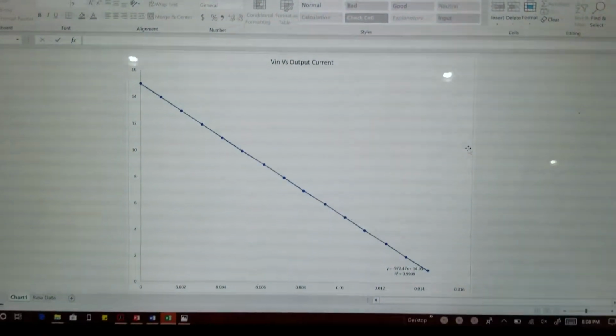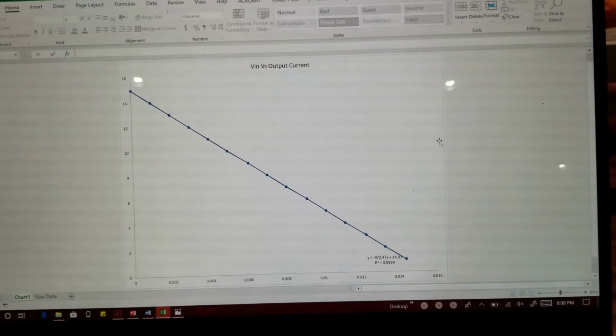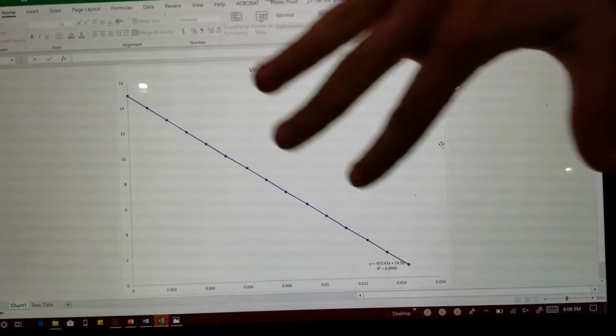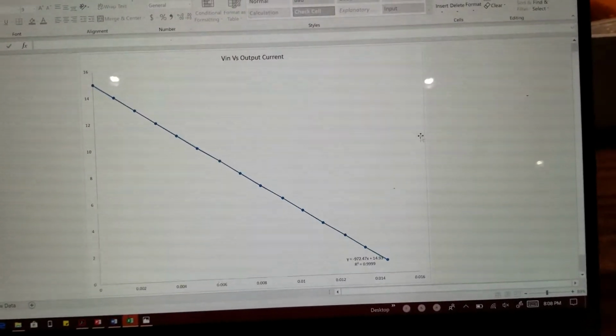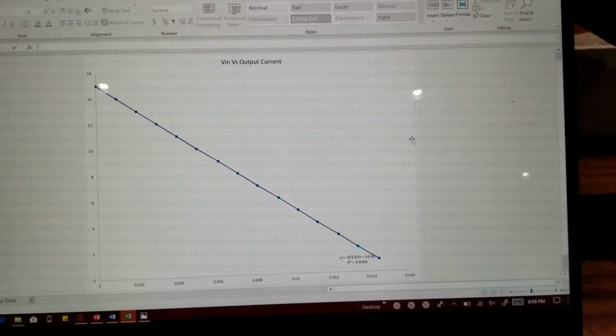So here we have our graph of our input current to the sub-circuit versus its output current. And we see a very linear relationship, which we should expect because of Ohm's law, which is a linear relationship between current and voltage given a resistance.